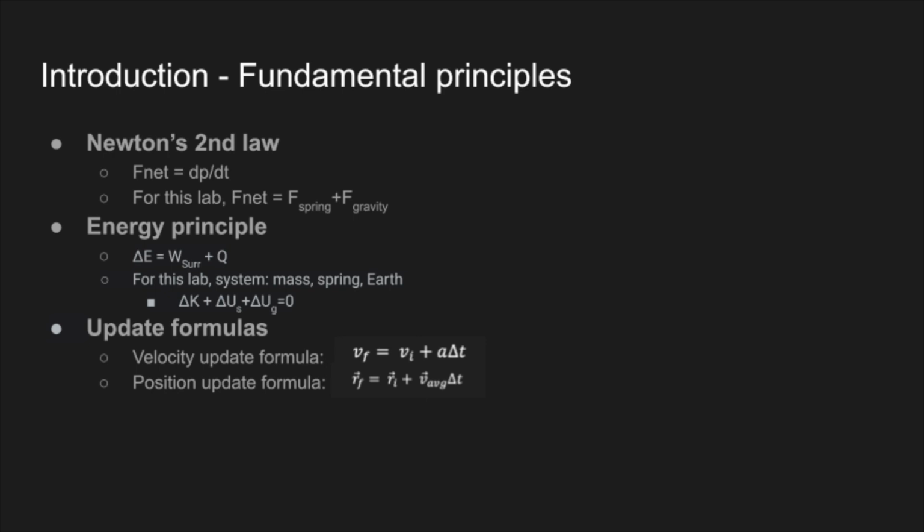And lastly, we have update formulas, which are pretty handy to use. So for the velocity update formula, we have VF equals VI plus acceleration times delta t. And we have the position update formula, which is RF equals RI plus V average times delta t.